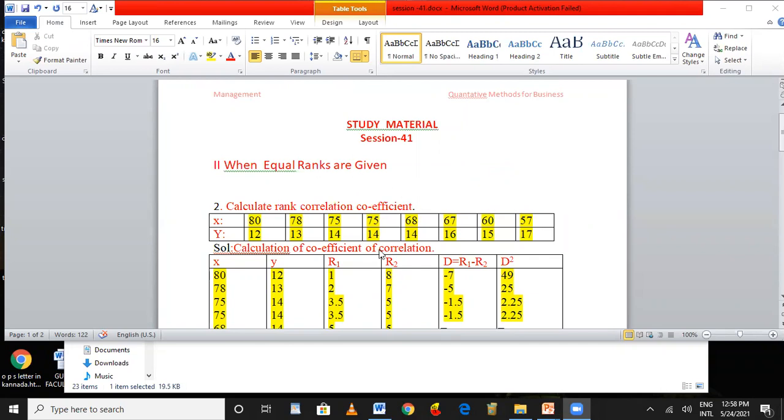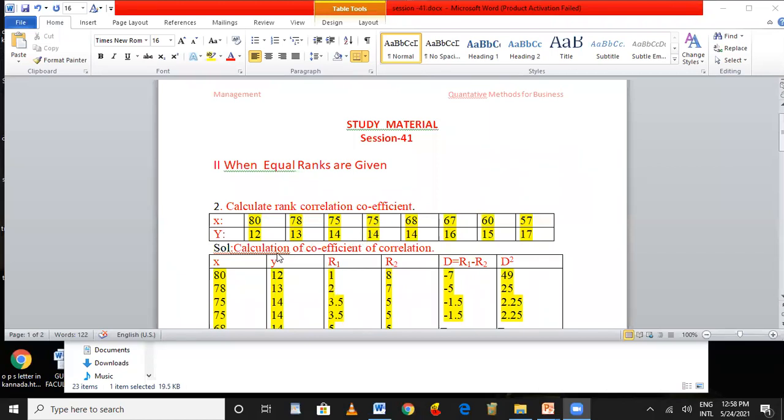In this session, we have to calculate the rank correlation coefficient. If the marks given by the first judge and the second judge have been repeated, how do we calculate the rank correlation coefficient? Here, 75 has been repeatedly given as marks by the judges.